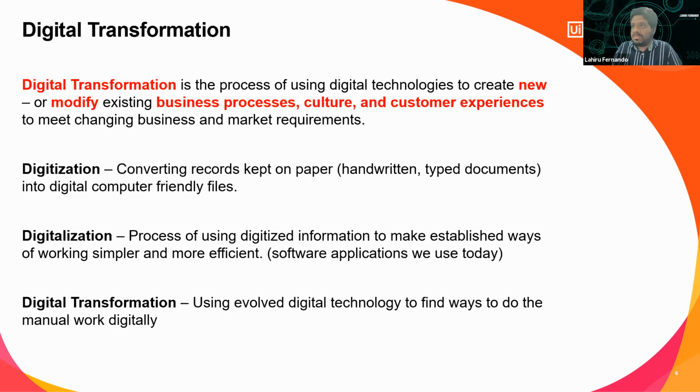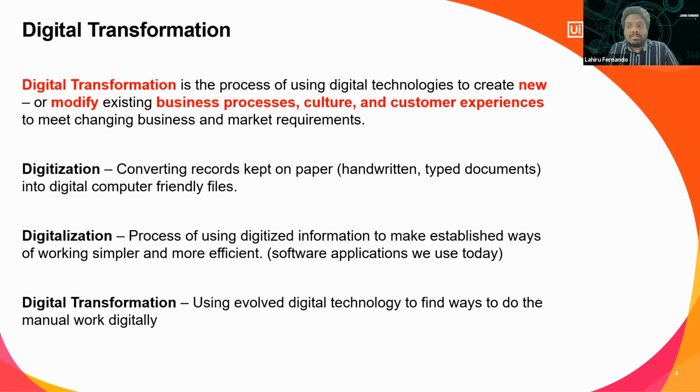So when talking about digital transformation, there are three things that we need to look at. These are three keywords. Sometimes people get confused with this, so I thought of explaining. One is digitization. That is used to convert the manual things, like handwritten documents, into computer-friendly formats. Those things we have been doing for a long time, and even today we do it.